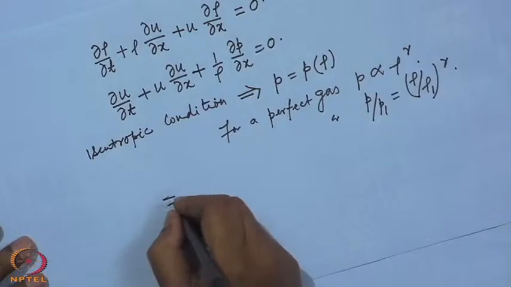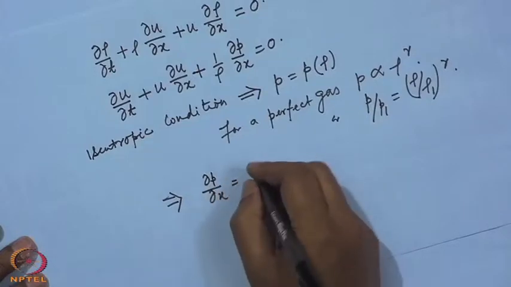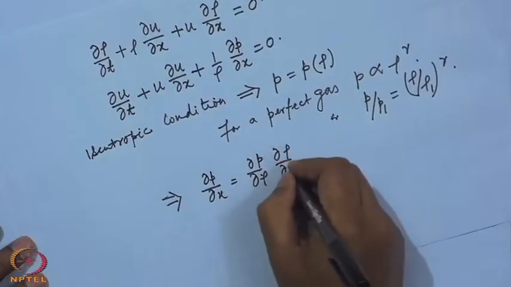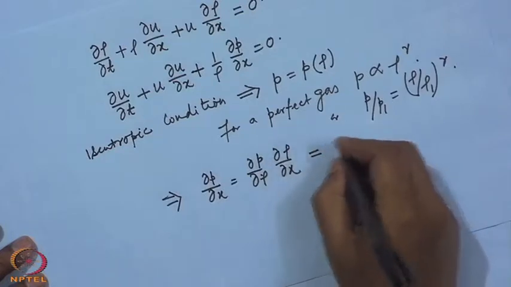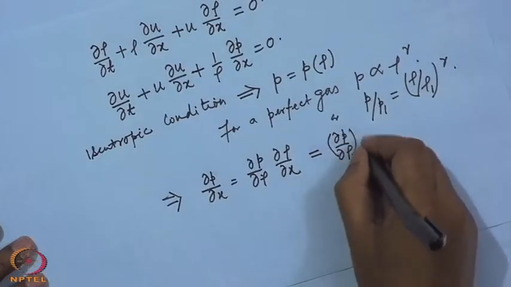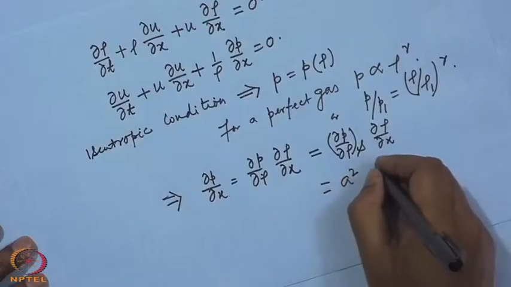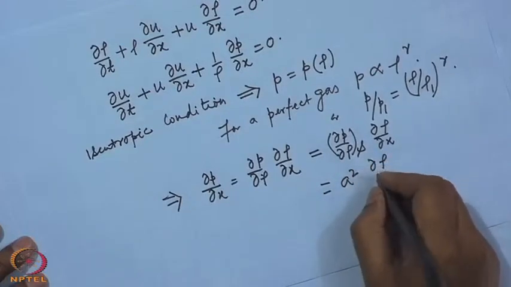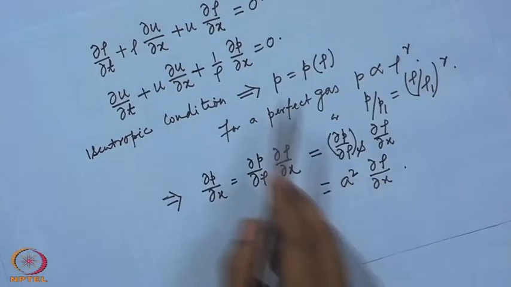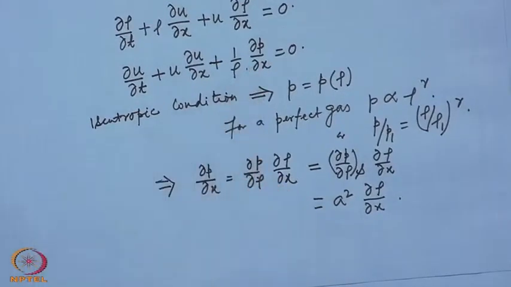This implies ∂p/∂x to be dp/dρ times ∂ρ/∂x, and since it is an isentropic process, dp/dρ at constant entropy is the square of the speed of sound, and this of course we can substitute in the Euler or momentum equation and eliminate P with the help of this relation.